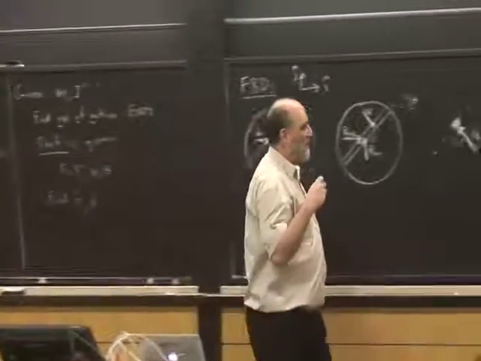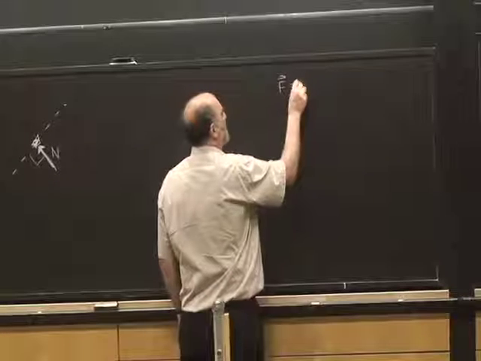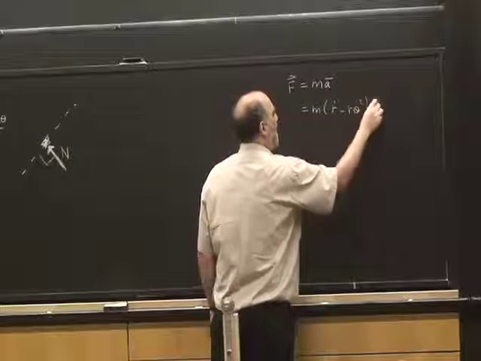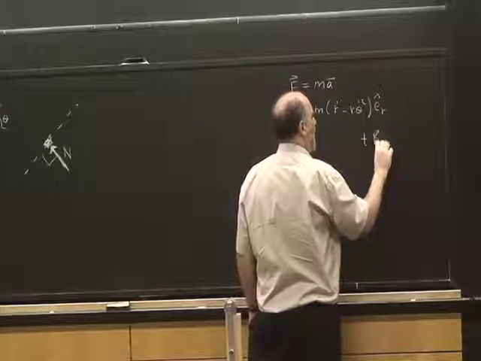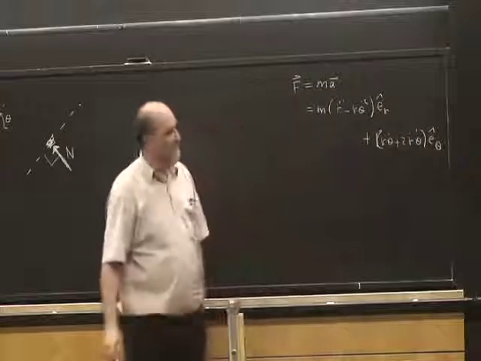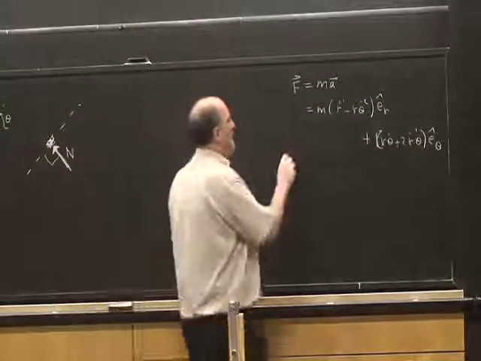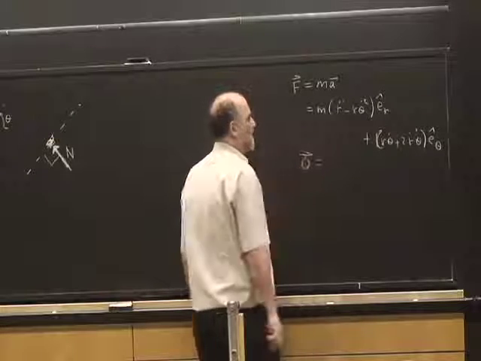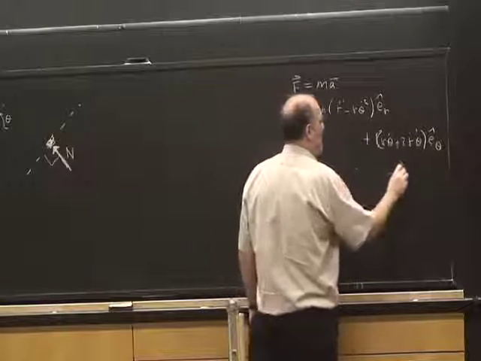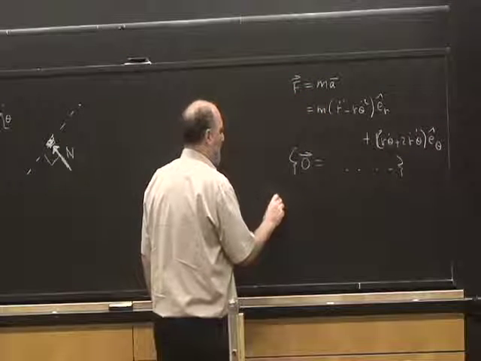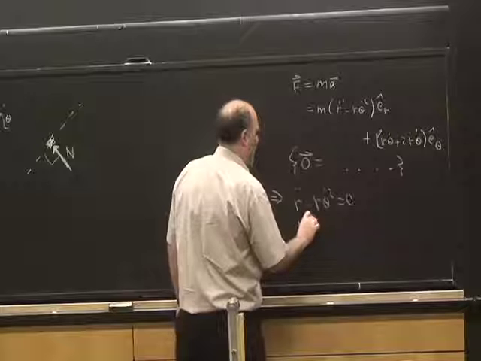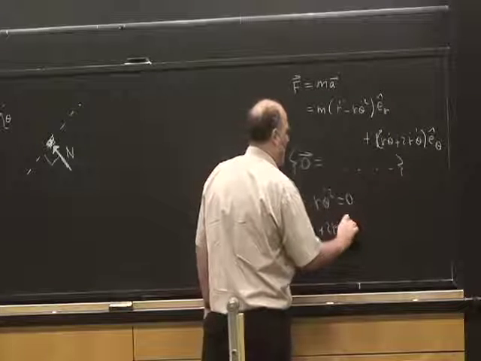It's a funny thing about these polar coordinates. If we take the equation F equals ma and write it in polar coordinates, we have m times (r double dot minus r theta dot squared) e_r plus (r theta double dot plus 2 r dot theta dot) e_theta. This is F equals ma in polar coordinates for any particle, this particle or any other one. If I do the special case where this is equal to 0, there's no applied forces, then if I take the dot product of both sides with e_r and e_theta, I get that r double dot minus r theta dot squared is equal to 0, and r theta double dot plus 2 r dot theta dot is equal to 0.